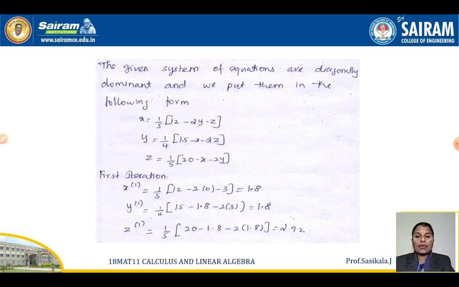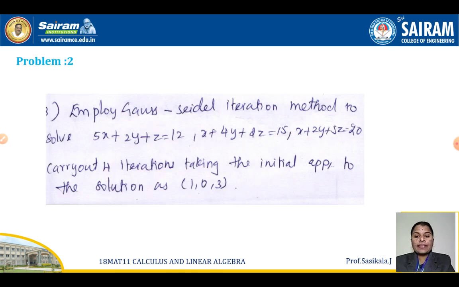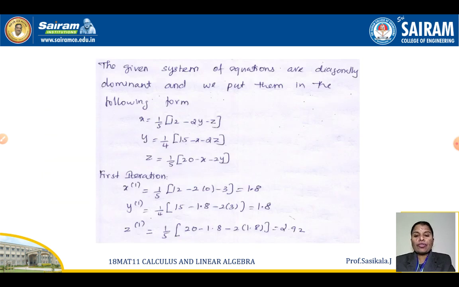What we have to follow is to form equations from the first one: x equal to 1 by 5 of (12 minus 2y minus z). Similarly, you can write y equal to 1 by 4 of (15 minus x minus 2z), and z equal to 1 by 5 of (20 minus x minus 2y). For the first iteration, use the given initial condition and substitute the y and z values, y equal to 0, z equal to 3. Substitute and you will get x1 as 1.8.